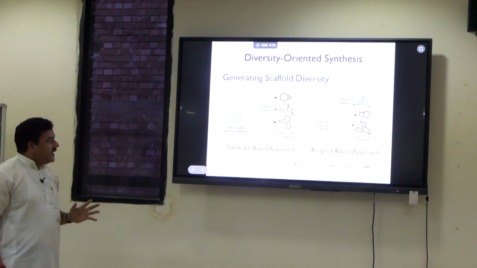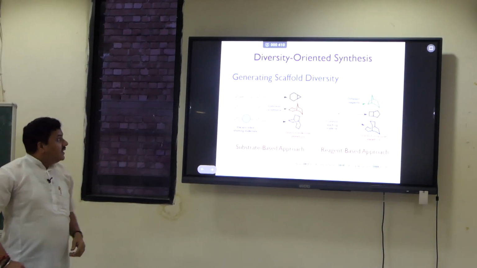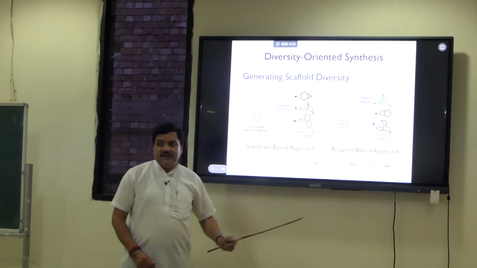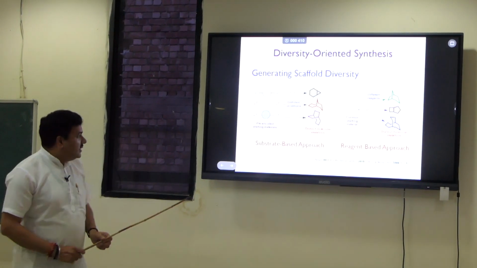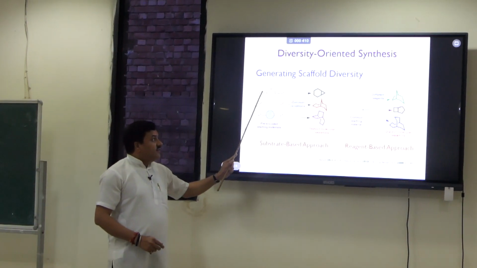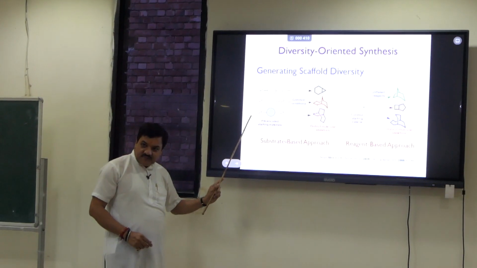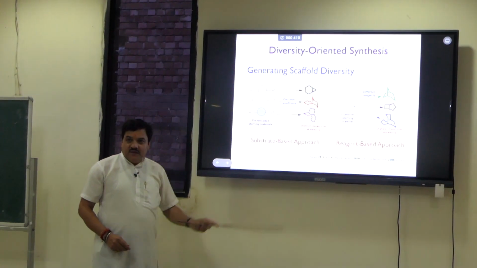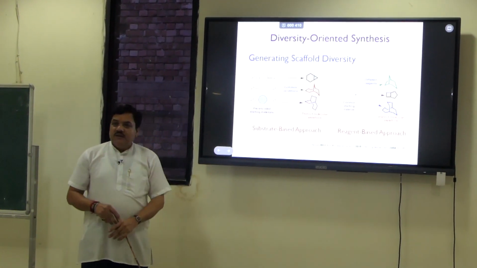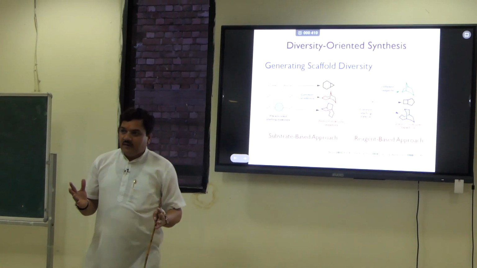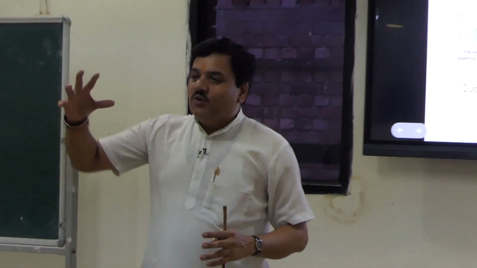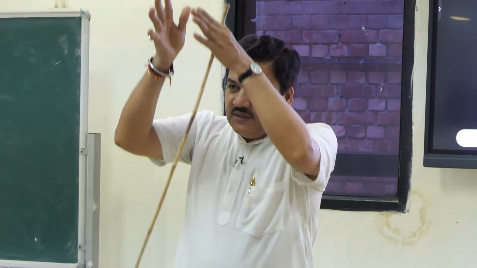So next, again in diversity oriented synthesis, we have two different approaches. One is a substrate based approach, another is a reagent based approach for making large molecule libraries. What is the substrate based approach? You take different starting materials, use a common reaction condition, and you end up with different molecules. So in the substrate based approach, your substrates are different. How to understand this? Let's say you want to make more diverse molecules, but you want to use the same reagent.